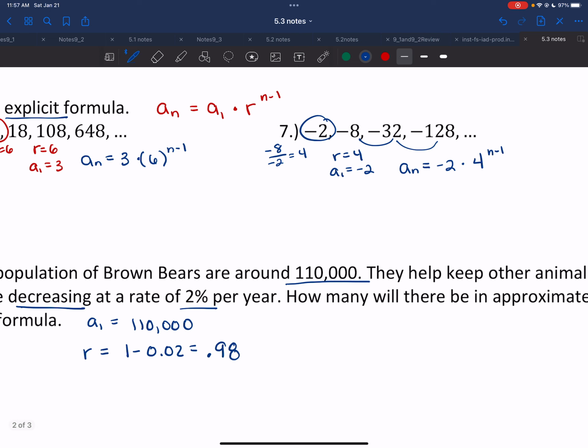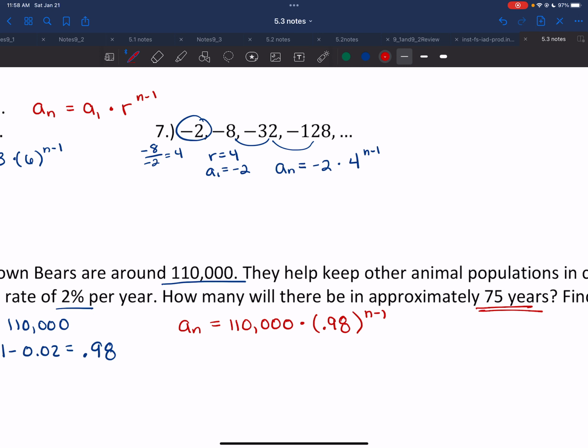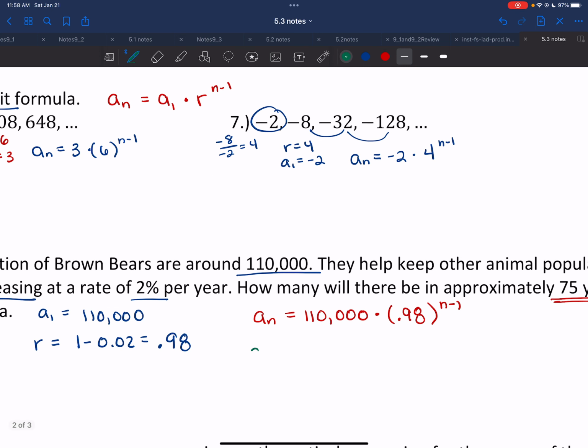Okay, so my explicit formula to use this would be a_n equals 110,000 times r, 0.98, to the n minus 1. In this particular case, I know that we're looking at 75 years. So I want to find a_75. So it's going to be 110,000 times 0.98 to the 74. So I'm going to go ahead and grab my calculator, and I'll give you a moment to go ahead and check yours.